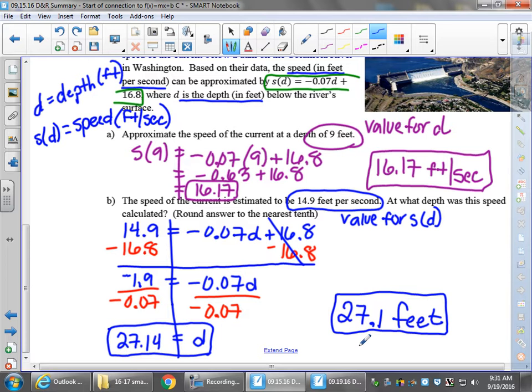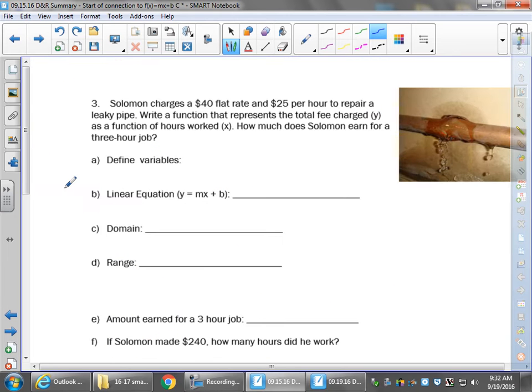Now, on the back is where we really started to practice modeling our scenarios. It's a very important piece because after these two examples, I'm not bringing this back into the notes. So really focus on this, and if we have questions, make sure we ask, okay?